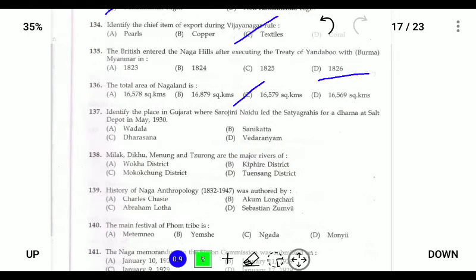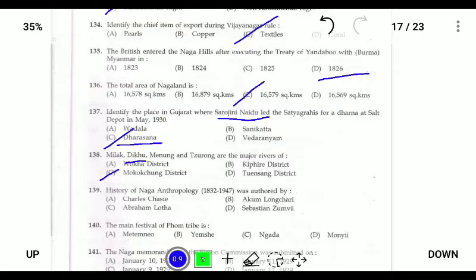Next, identify the place in Gujarat where Sarojini Naidu led the Satyagraha for Dharna in Salt Depot in May 1930. So the place was Darasana, which is also called the Dharasana Salt Satyagraha, which was led by Sarojini Naidu, the Nightingale of India.